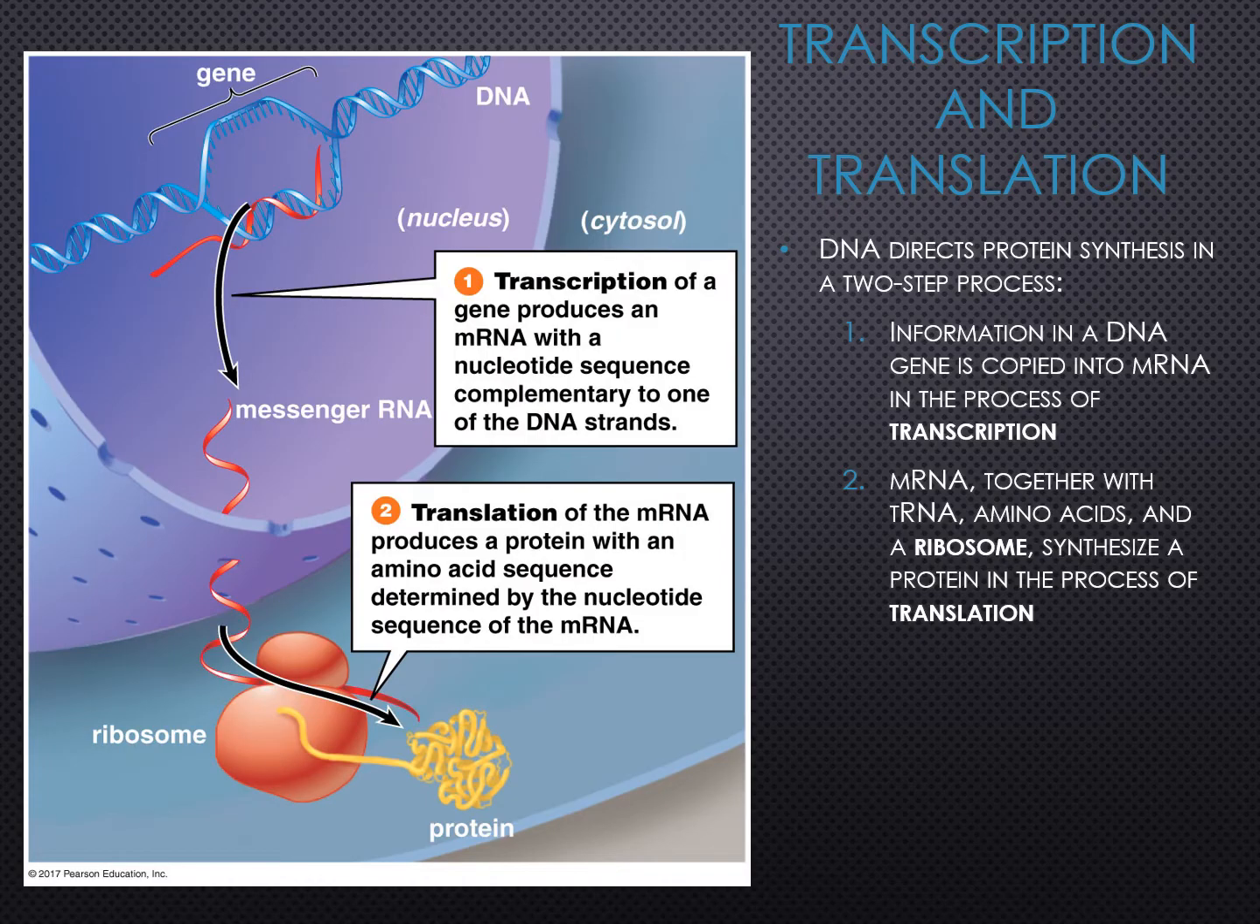Transcription and translation, another just sort of big overview. So again, in the nucleus is where we have DNA. And now that we know that RNA is a single strand, what happens is in the nucleus, transcription occurs. And we transcribe a gene, and it produces an mRNA with a nucleotide sequence that is complementary to one of the DNA strands.